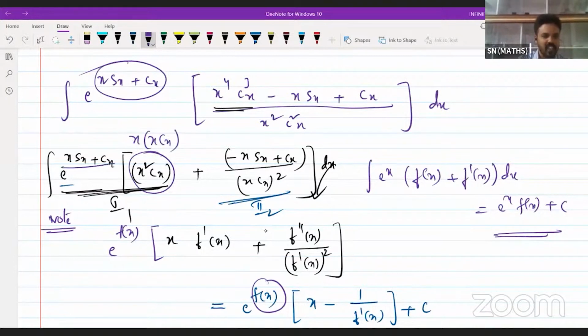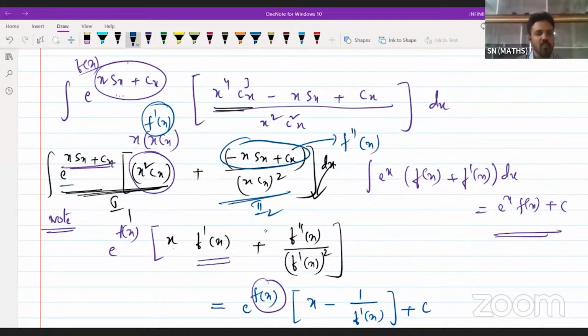E power f of x. This is f of x. X. F dash of x. Children, if f of x is x sin x plus cos x, f dash of x is automatically x cos x. That means this is f dash of x. If this is f dash of x, f double dash of x is what? This is the part, f double dash of x.